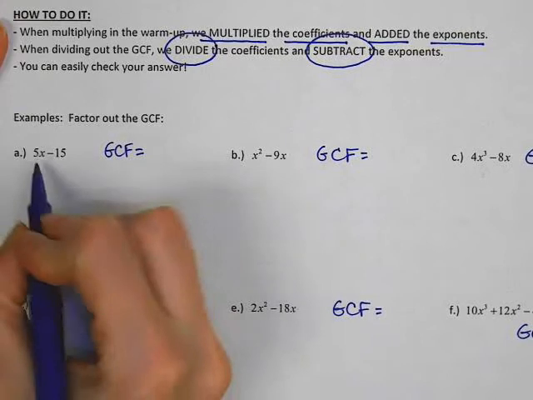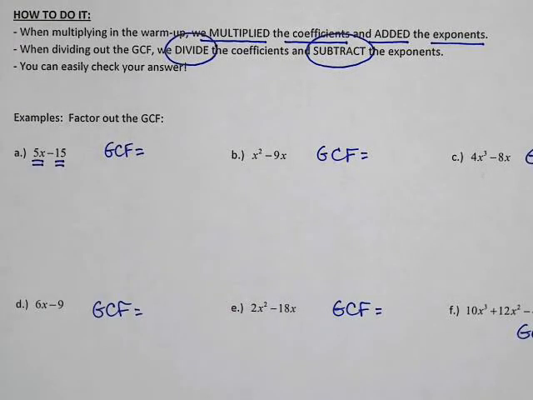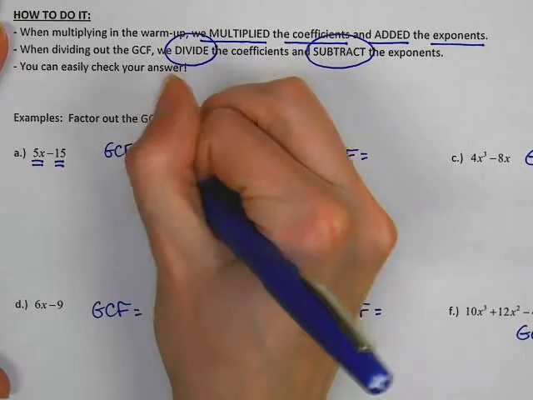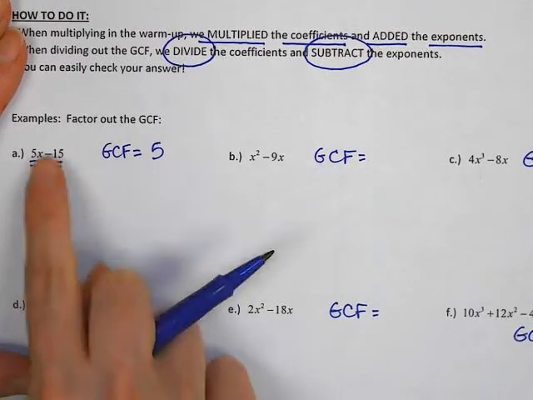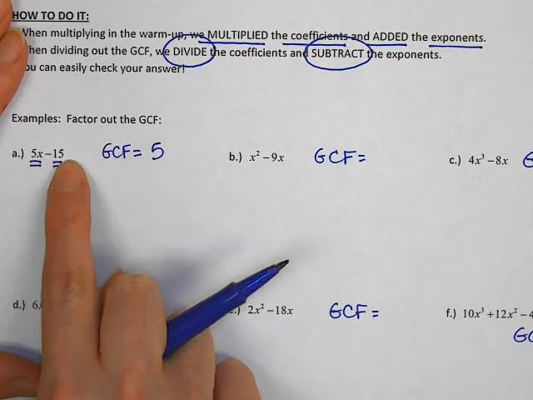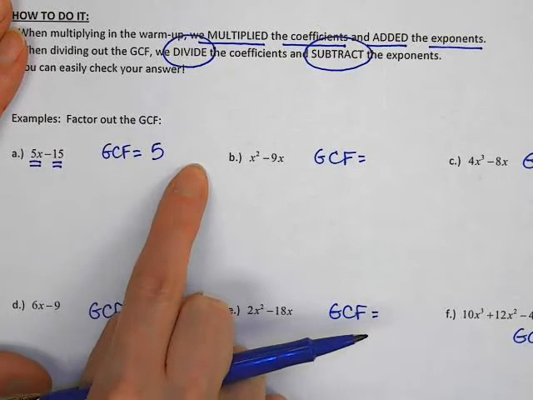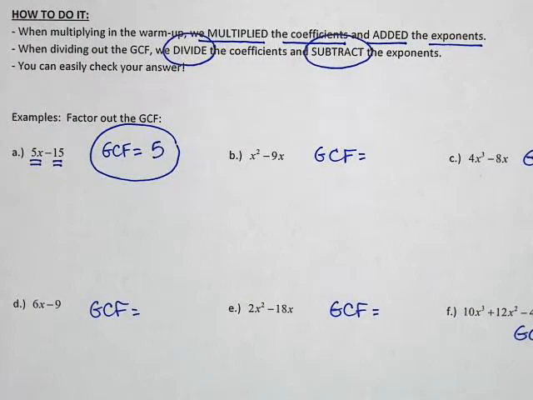Okay, so out of 5 and 15, what is the GCF? Okay, so out of 5 and 15, hopefully you guys would say 5. And then the smaller amount of x's, this one has 1, this one has none. So the GCF, we cannot pull out an x, it's just 5. All right, so just 5.